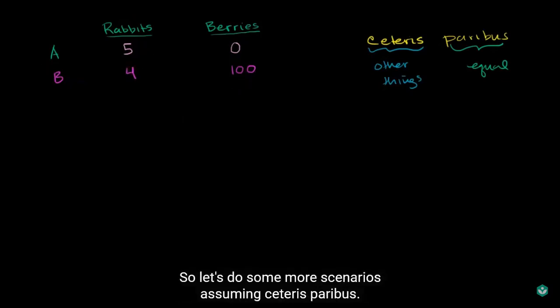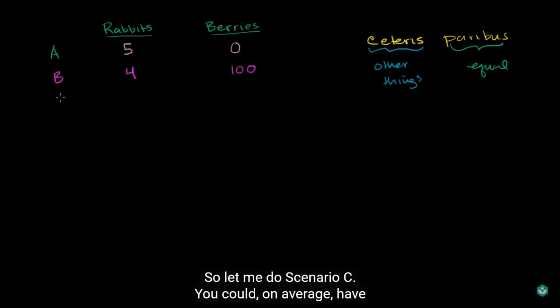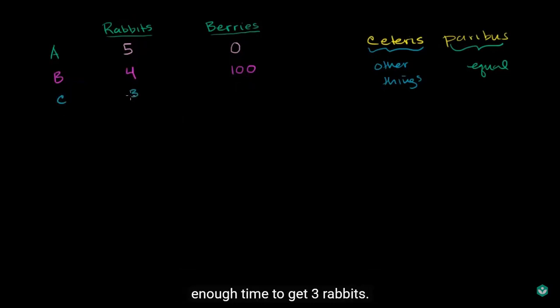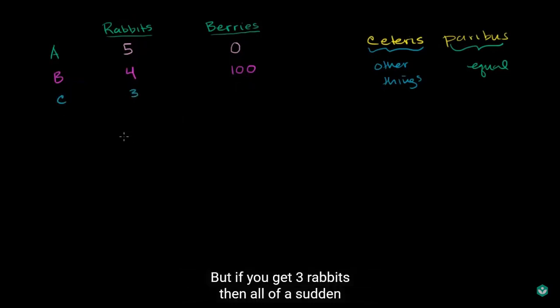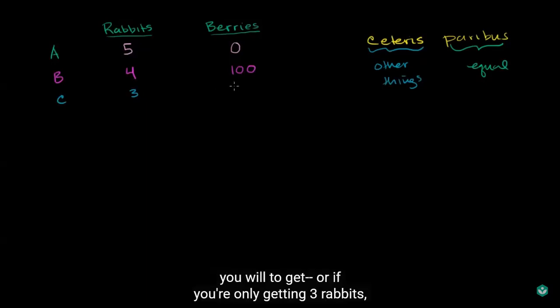So let's do some more scenarios, assuming ceteris paribus. Let me do scenario C. You could, on average, have enough time to get 3 rabbits, but if you're only getting 3 rabbits, you're now able to get 180 berries.